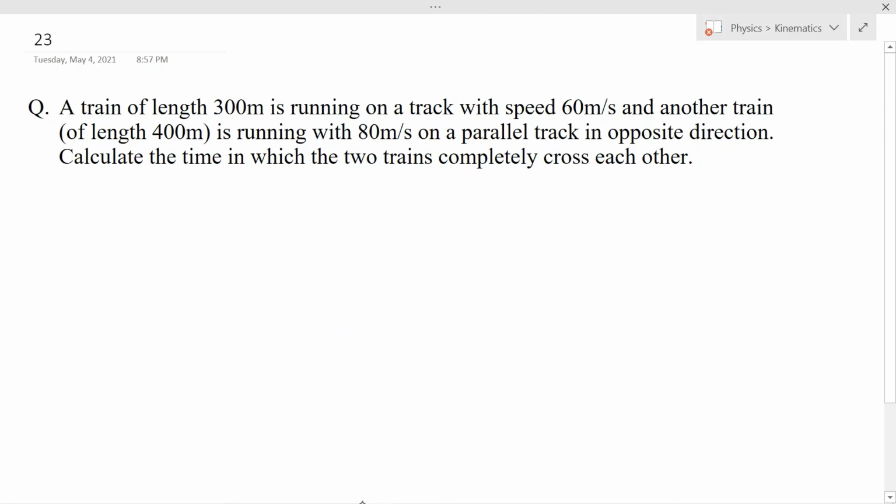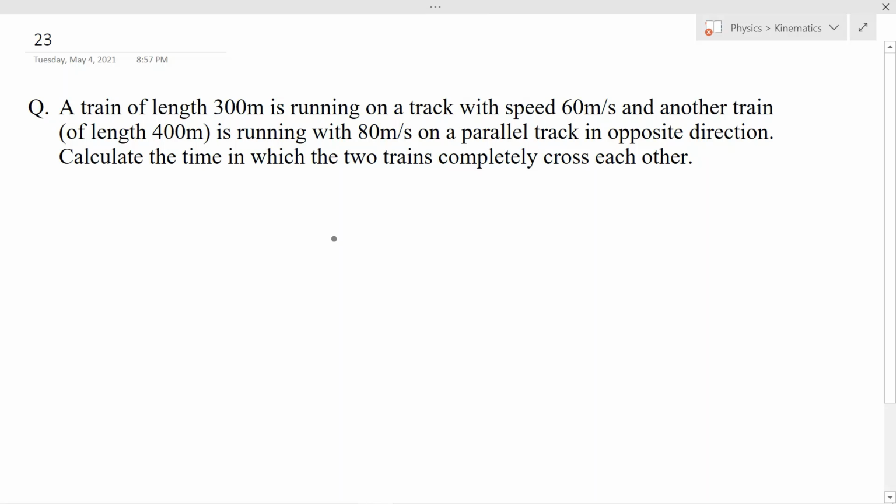A train of length 300 meter is running on a track with a speed 60 meter per second, and another train of length 400 meter is running with 80 meter per second on a parallel track in the opposite direction. Calculate the time in which the two trains completely cross each other.